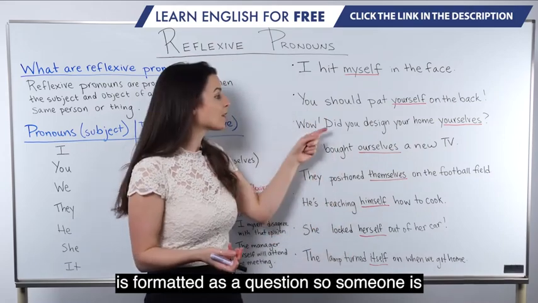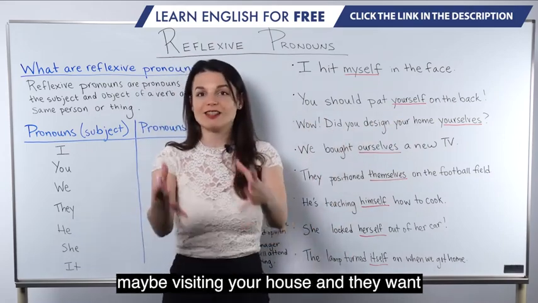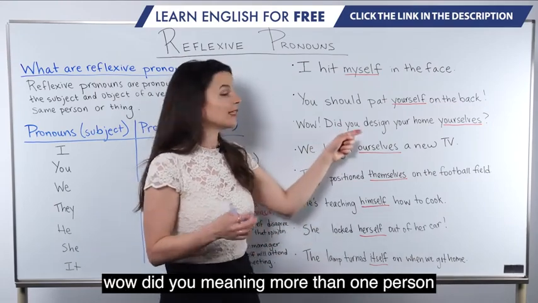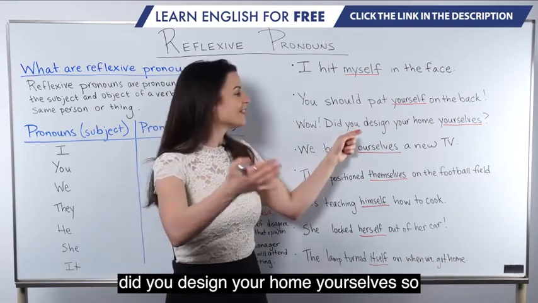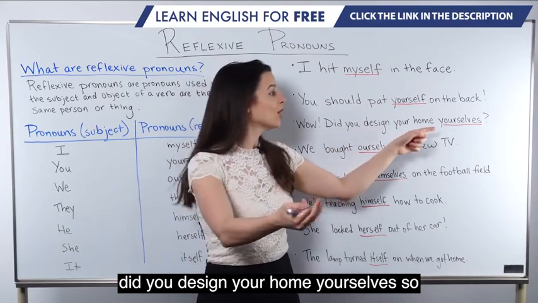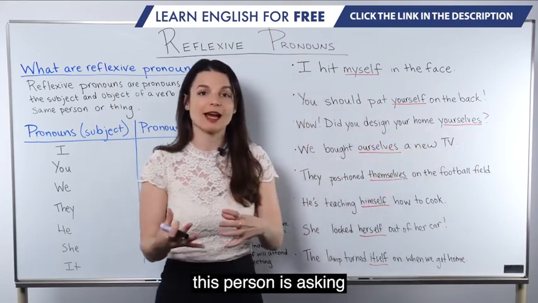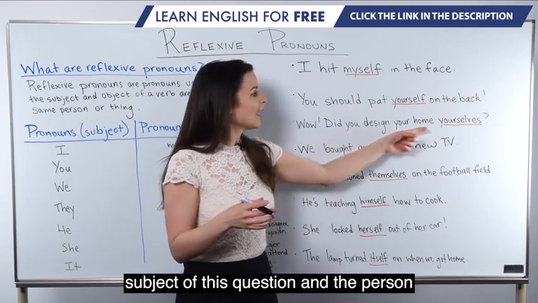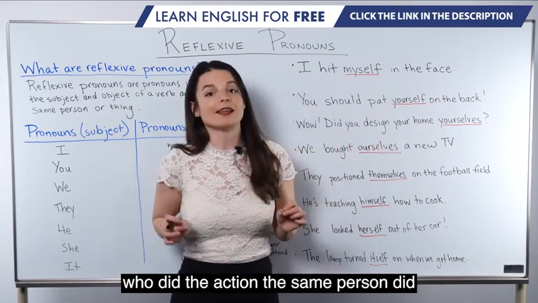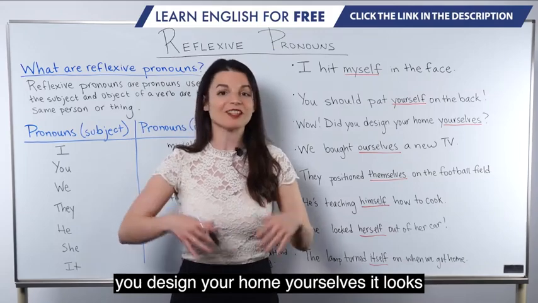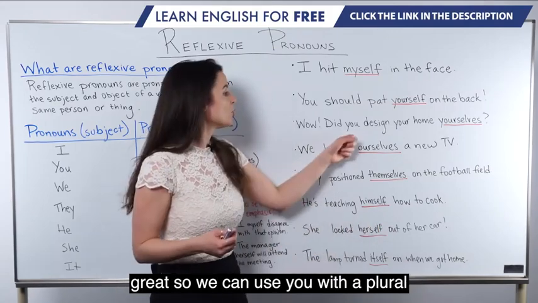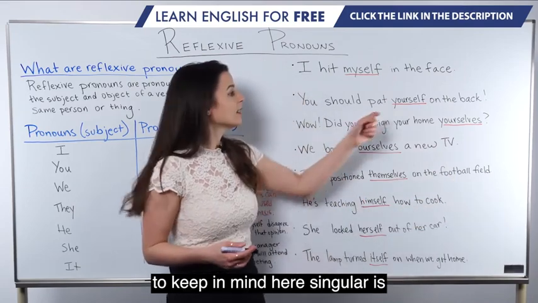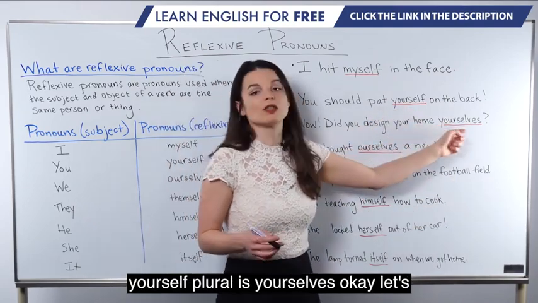This is formatted as a question. So someone is maybe visiting your house and they want to ask you and the person you live with, wow, did you, meaning more than one person, design your home yourselves? So this person is asking, were you, the person who is also the subject of this question, and the person who did the action, the same person? Did you design your home yourselves? It looks great. So we can use you with a plural reflexive pronoun. That's the key point to keep in mind here. Singular is yourself, plural is yourselves.